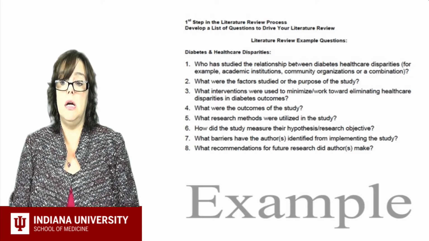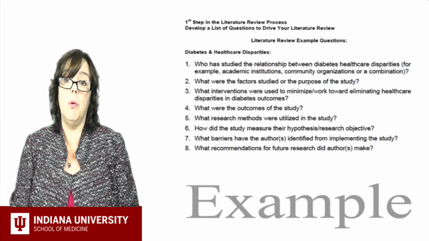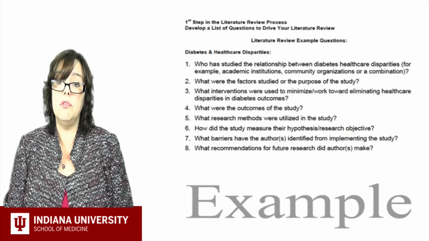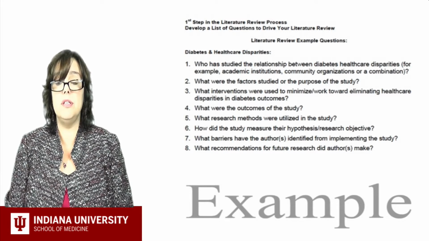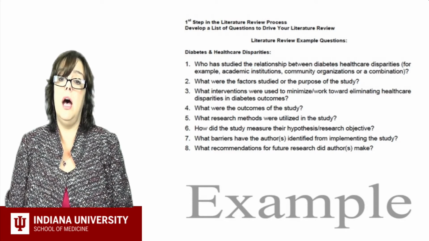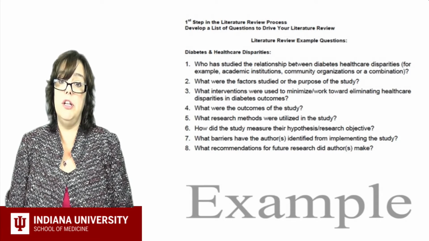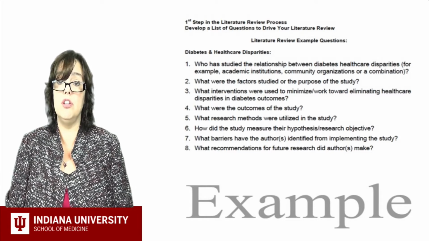What were the factors that were studied? What was the purpose of the studies? What were the interventions or the outcomes that were achieved through these studies? And then I have a couple of questions that I always include, such as what methods were utilized to conduct the study. So when I find an article that is good, I might want to look at how they conducted their study. I might also want to know if there were barriers to the research, and if the author had recommendations for the next step. That's important later in determining where you want to start your research.